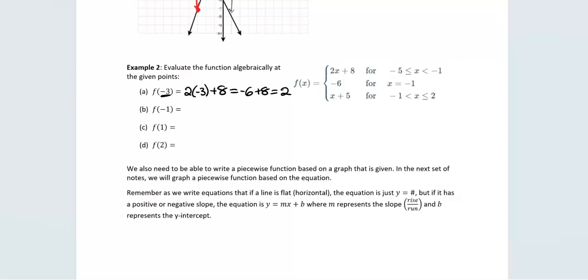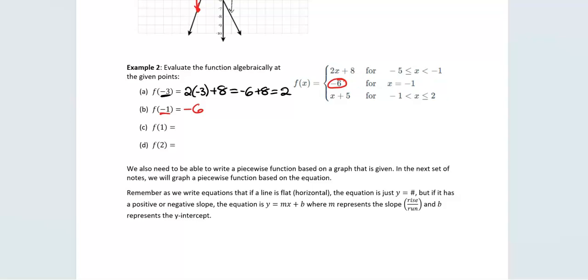Now let's look at -1, right? Because that's part B. Well, where do we see -1? We see a -1 here and here. But for this one, it's equal to -1, so that's how we know it's going to be that answer. And we go to the equation. The equation is just -6. There's not an x value there. If there's not an x value there, there's nowhere to plug in -1. The answer is very simply -6. So we just write -6.